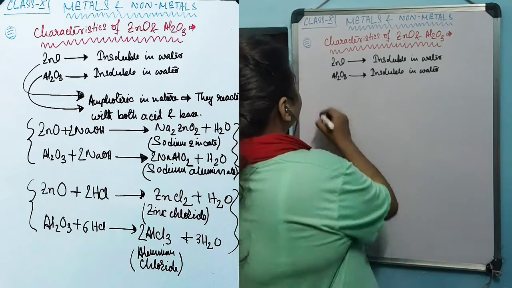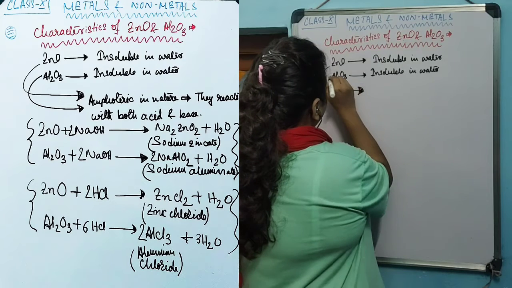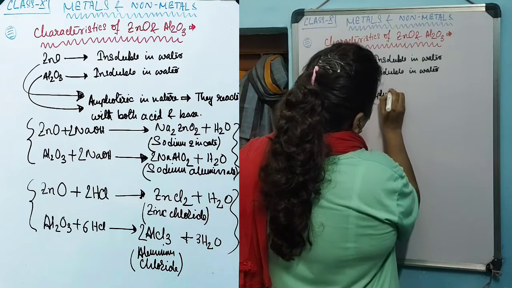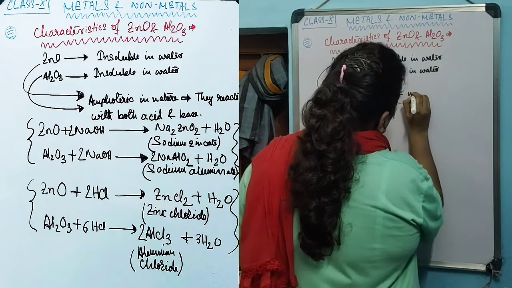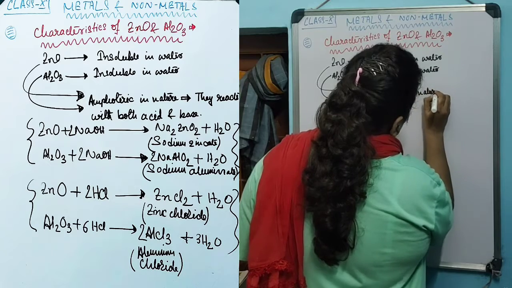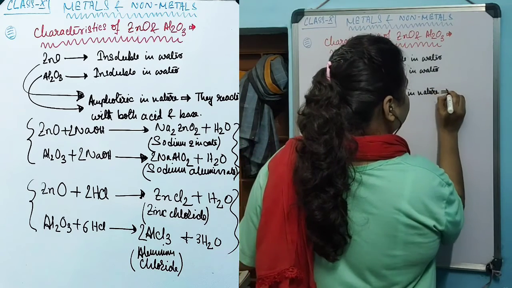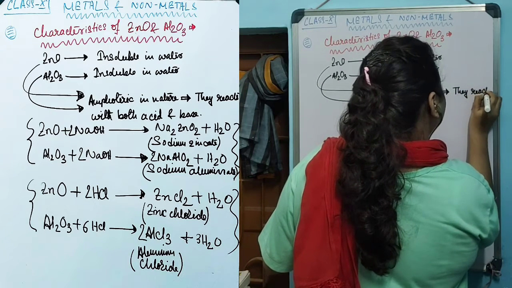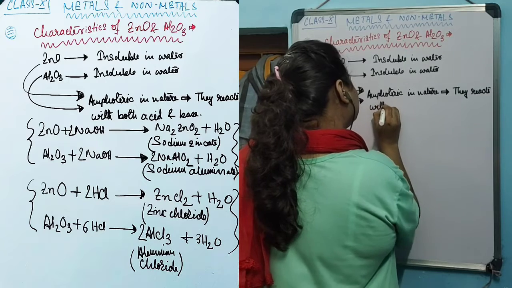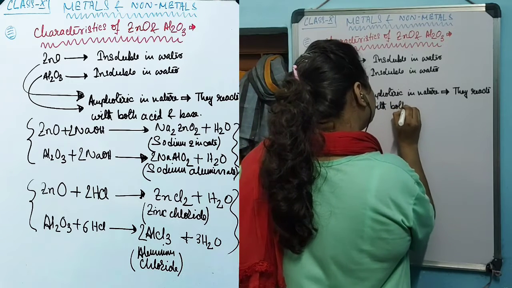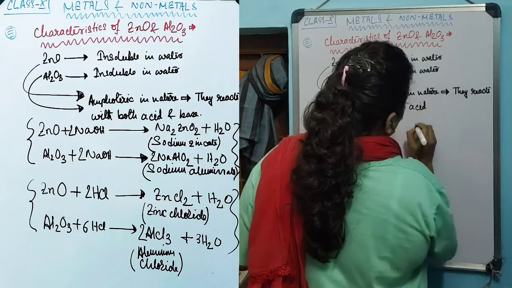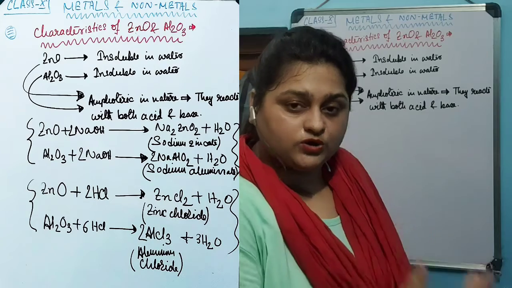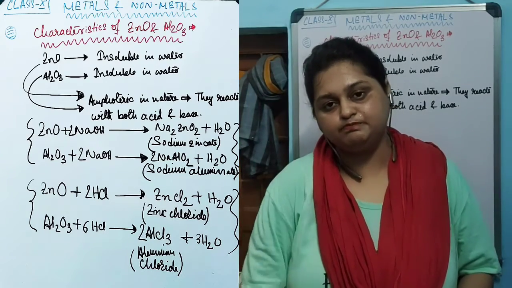Unlike them, these both oxides are amphoteric in nature. That is, they react with both acids and bases to produce their respective salts.